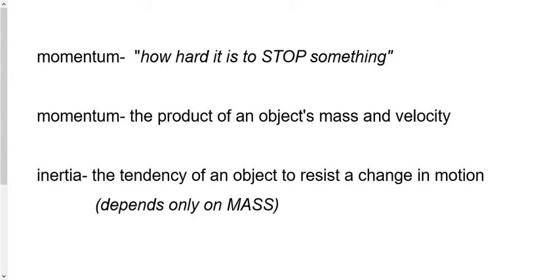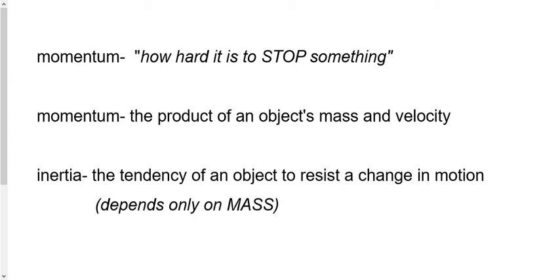A train has a lot of momentum. How come? It doesn't matter how fast it's moving. As long as it's moving, a train has a lot of momentum because it's got a lot of mass. A bullet has a lot of momentum. Not because it's got a lot of mass, but because it's moving very, very fast. So two different things can be difficult to stop for two different reasons, but in the end, it boils down to they both have a lot of momentum.